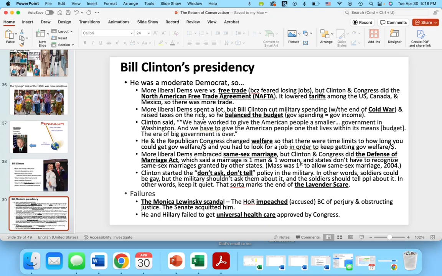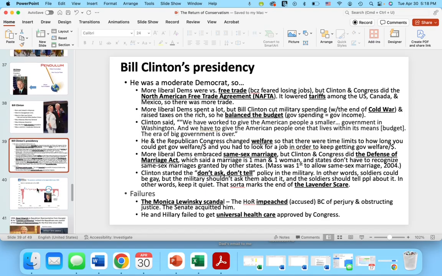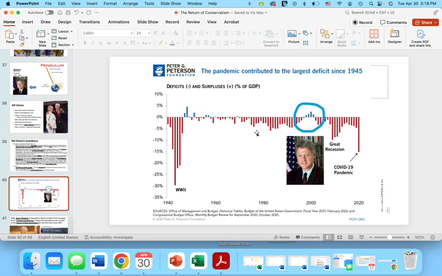More liberal Democrats spent a lot, but Bill Clinton cut military spending because you had the end of the Cold War. The Soviet Union was not a threat. And he raised taxes on the rich, and so he balanced the budget. In other words, government spending basically equaled government income. And you can see that here in this graph.